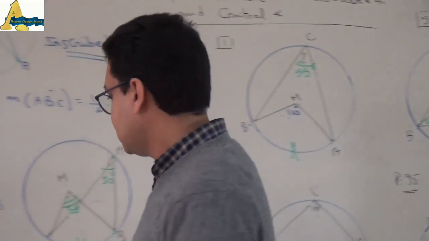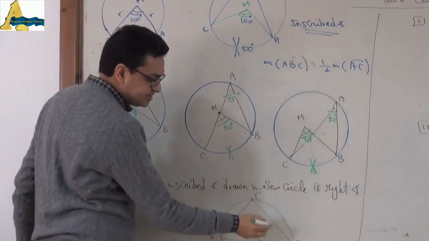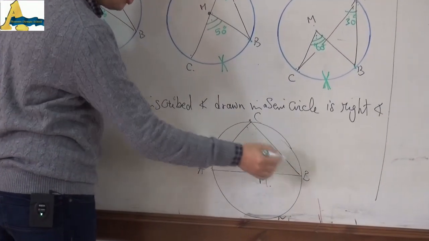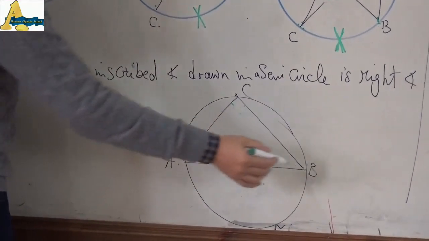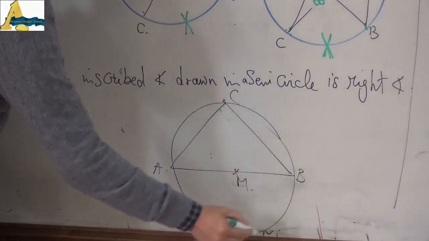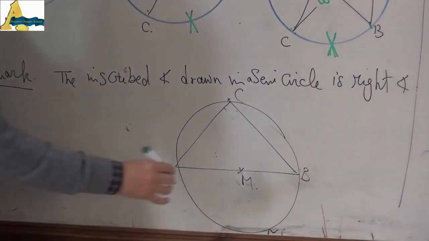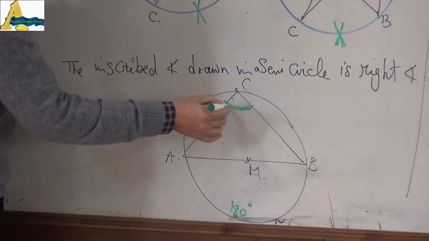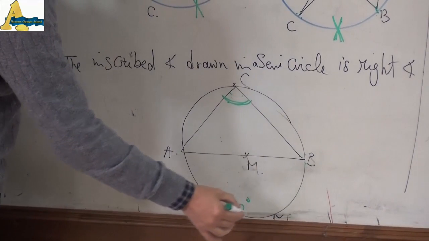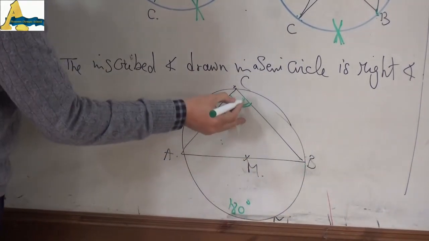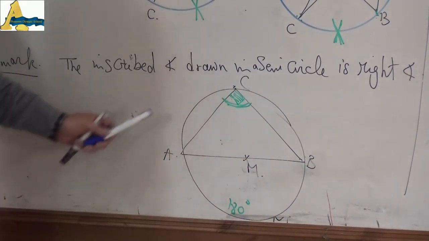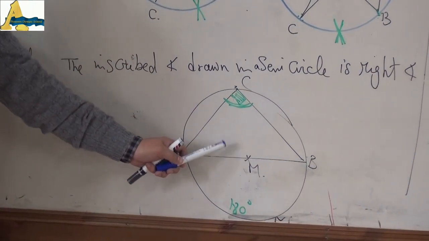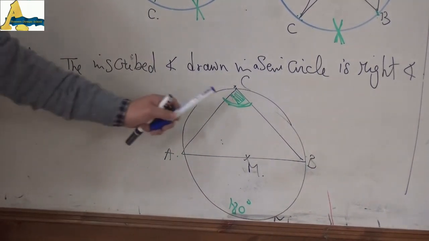Remark: this inscribed angle ABC is drawn in a semicircle, that is, drawn above the diameter. The diameter divides the circle into two halves equal in measure, each of them equal to 180 degrees. So this inscribed angle equals half the measure of arc AB, that is 90 degrees. So any inscribed angle drawn in a semicircle is always a right angle, equal to 90 degrees.